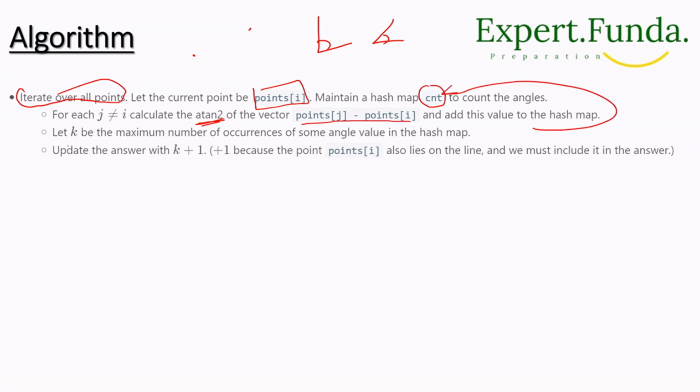Now let k be the maximum number of occurrences of some angle value in the hash map. Let's say 30 degrees is coming three to four times. Then we update our answer to k plus 1, because the point i also lies on the same line, so the count of points increases and we must include it in the answer.